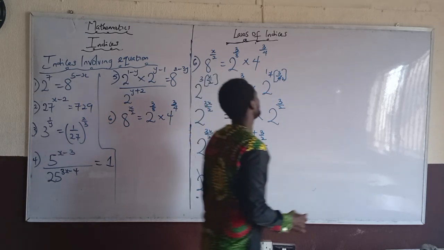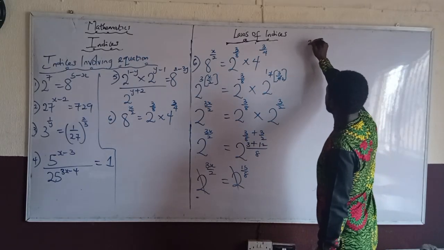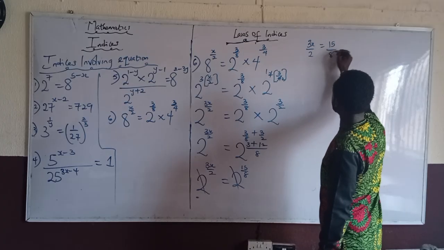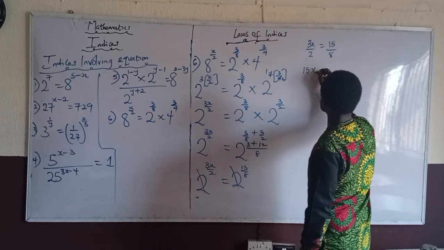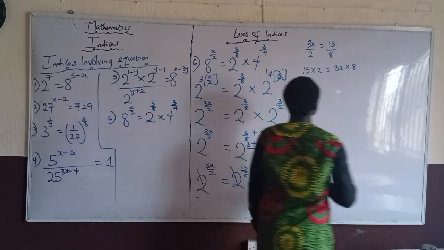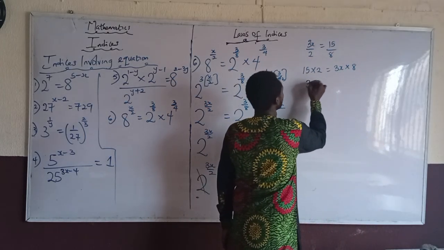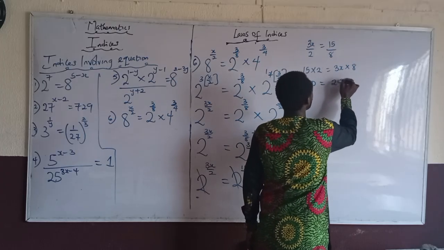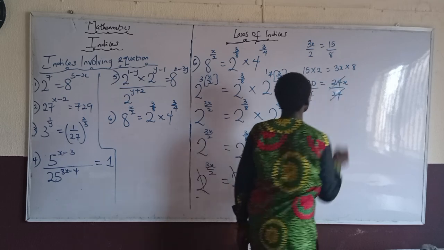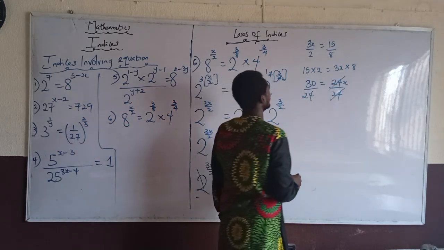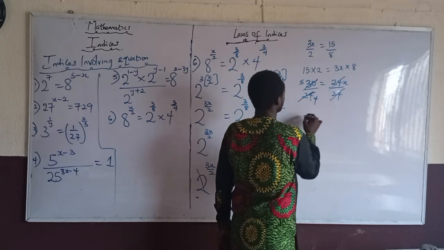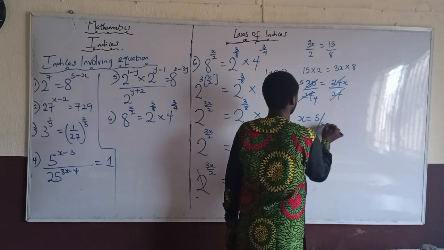2 cancels 2. Power becomes base. Here is 3x over 2 equals to 15 over 8. So here is 15 times 2 equals to 3x times 8. So here becomes 30 equals to 24x. Divide by 24, divide by 24. 6 can go into both. 6 here 4, 6 here 5. So my x becomes 5 over 4.